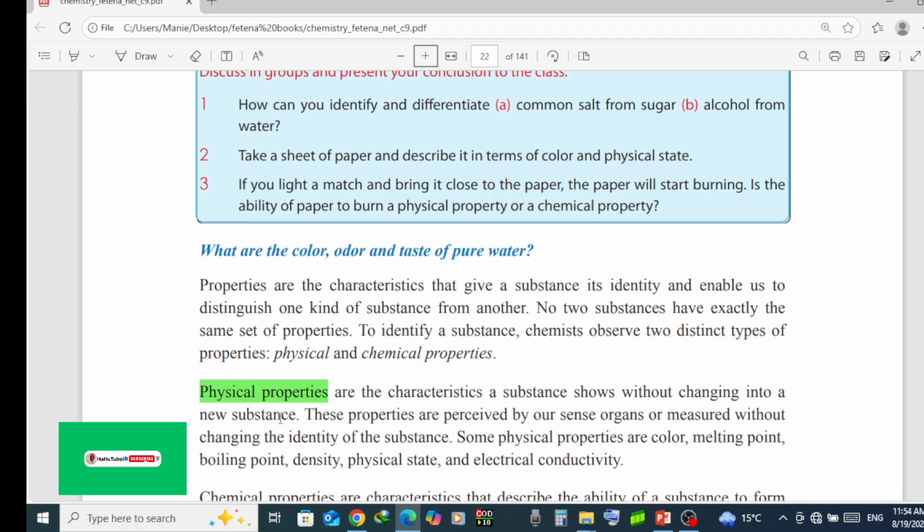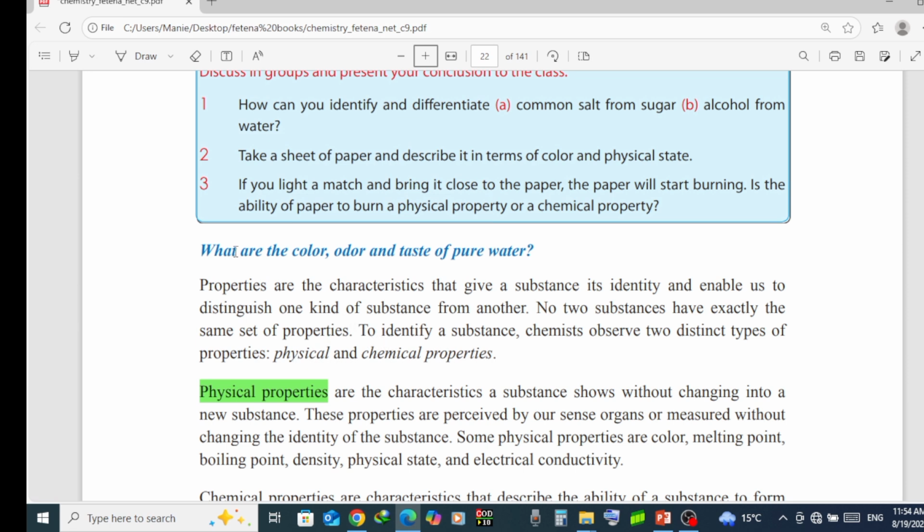Properties are the characteristics that give a substance its identity and enable us to distinguish one kind of substance from another. No two substances have exactly the same set of properties. To identify a substance, chemists observe two distinct types of properties: the physical property and the chemical properties. So now we are going to see physical properties and chemical properties.